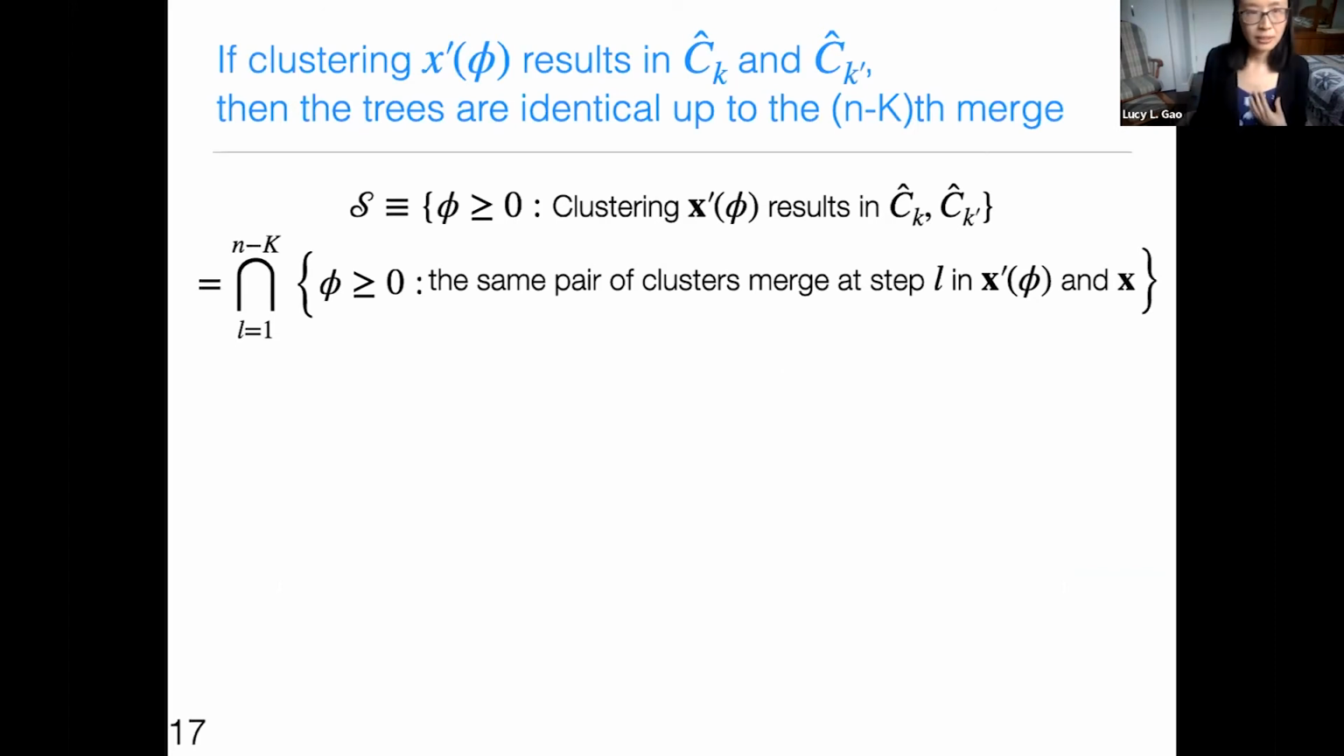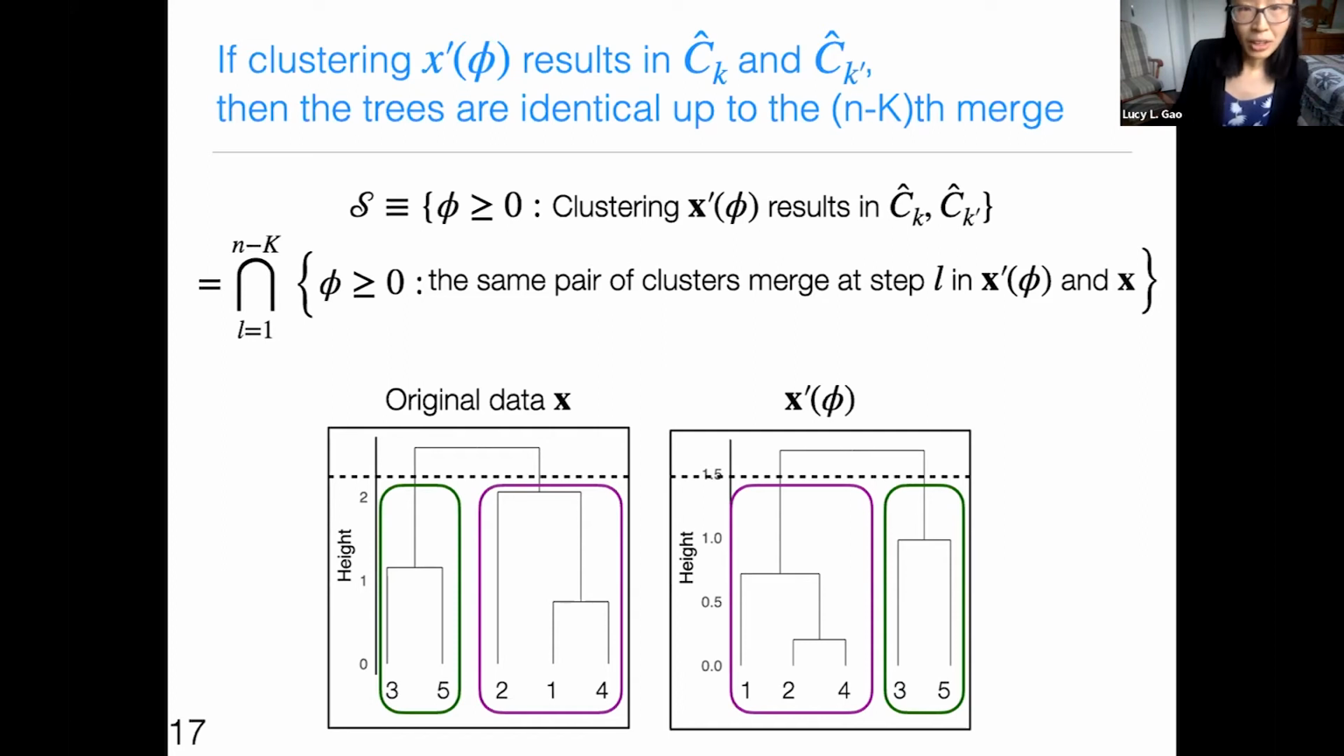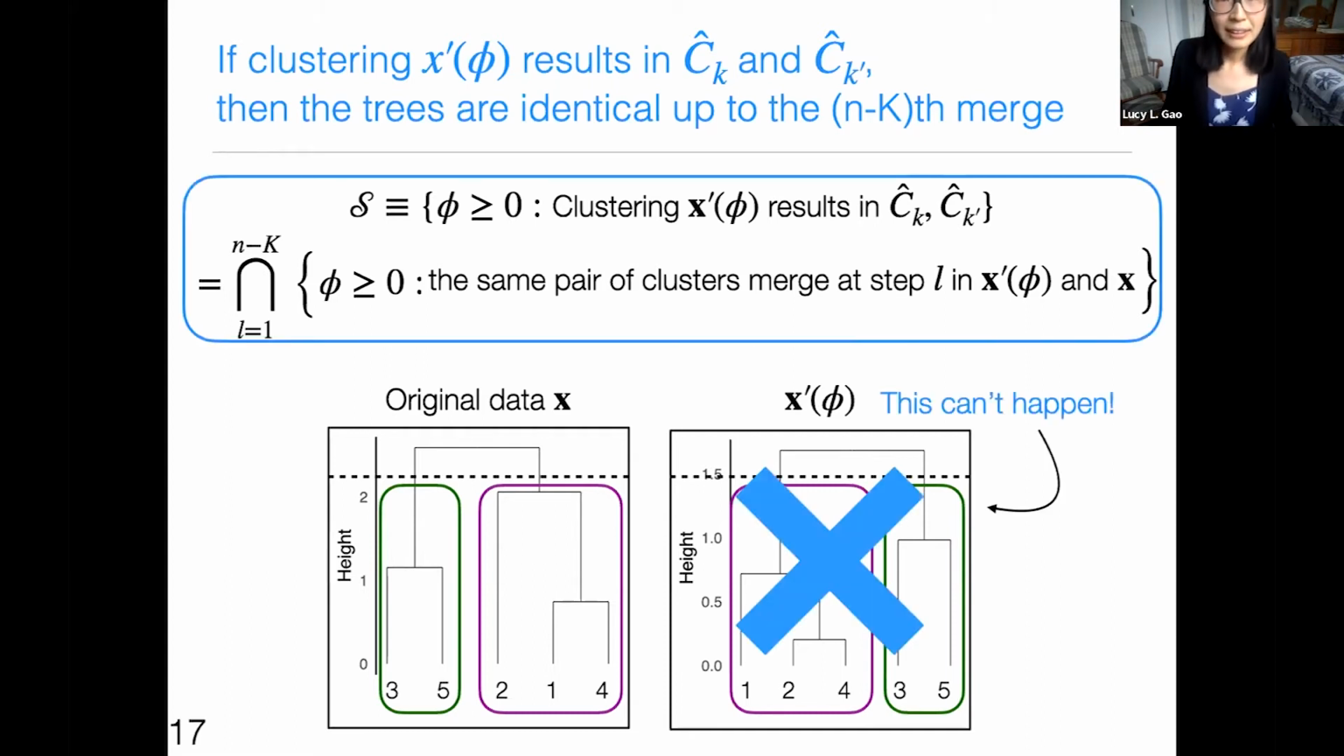The critical idea that lets us compute this conditioning set is that, as it turns out, if you cluster a perturbed data set x prime of phi and you get the same clusters C hat k and C hat k prime, not only do you preserve those two clusters, you actually preserve the entire hierarchical clustering dendrogram up to the merge that created these clusters. So visually, if your original data looked like this with this dendrogram, then something like this on x prime of phi on the right, where you end up with the same cluster assignments but with a different merge order, isn't possible.